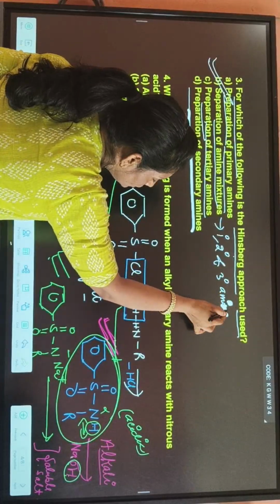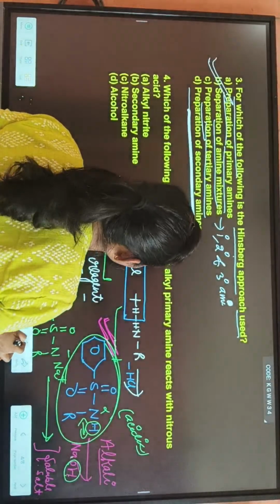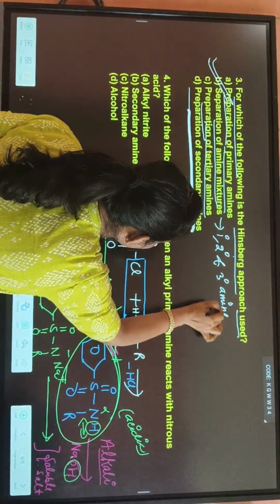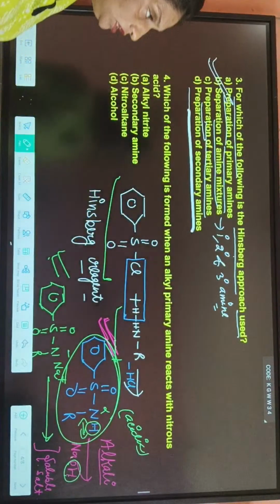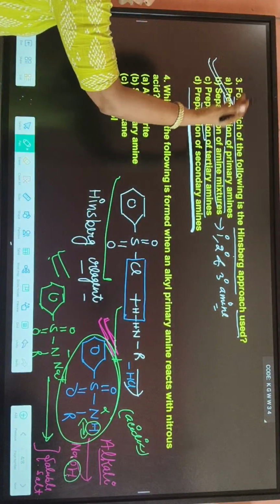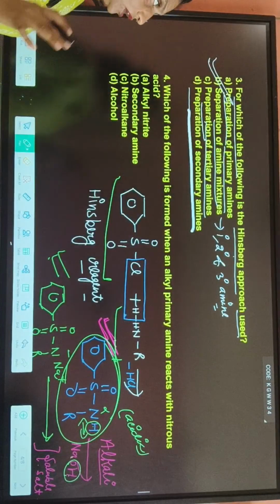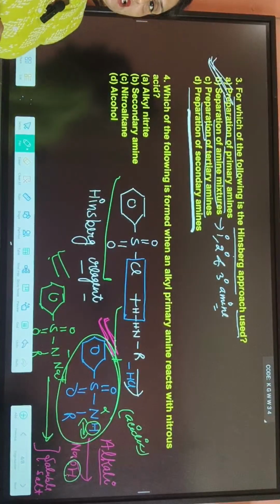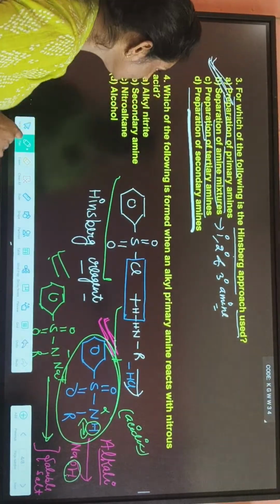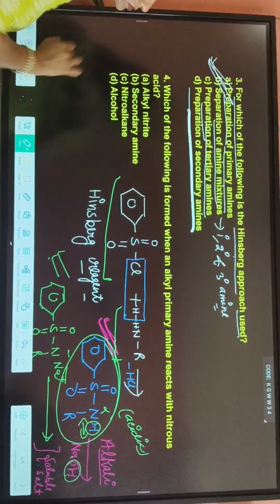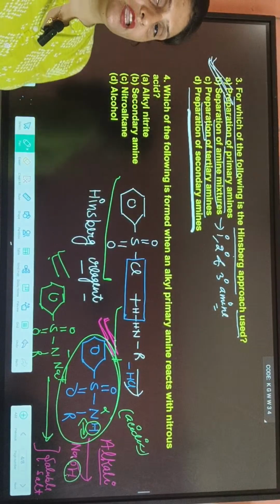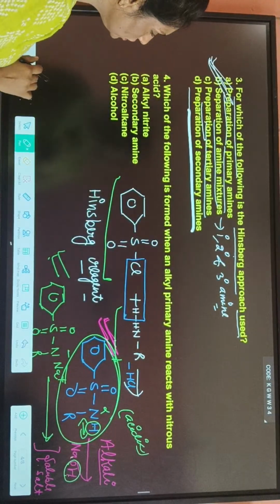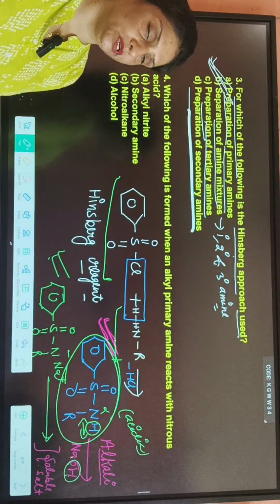Okay, it is not used for the preparation of amine. Neither does it form primary, nor secondary, nor tertiary. But it separates the mixture of primary, secondary and tertiary amine. So here option B will be the correct option. I hope this question is also clear to all the students.